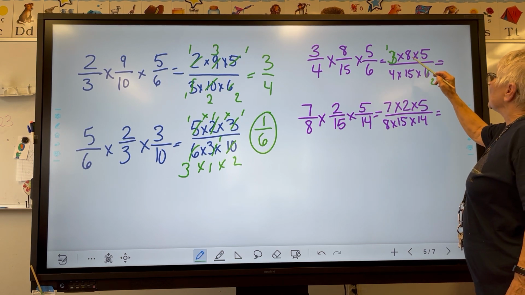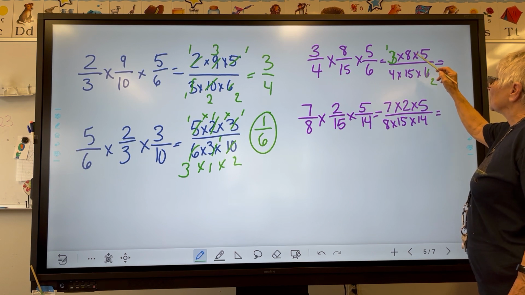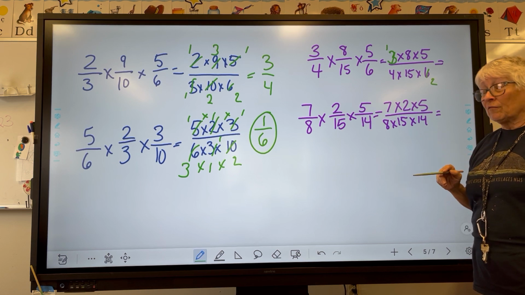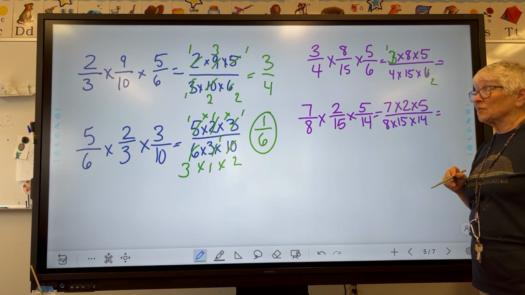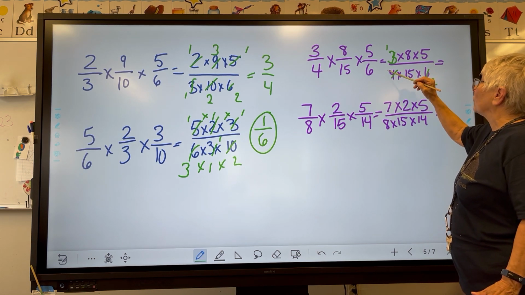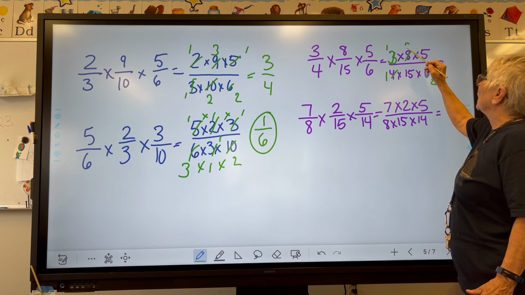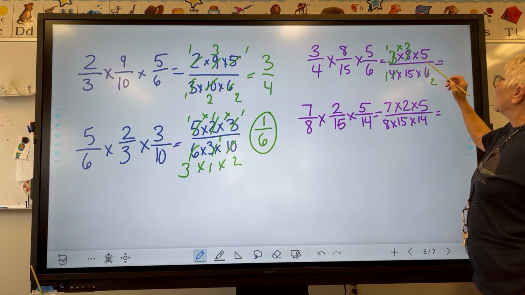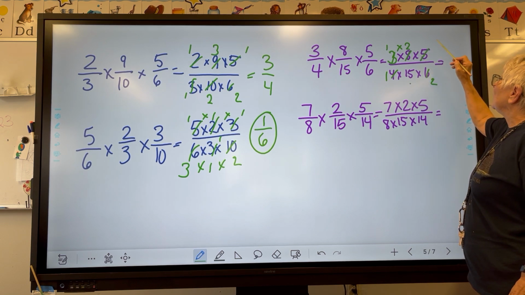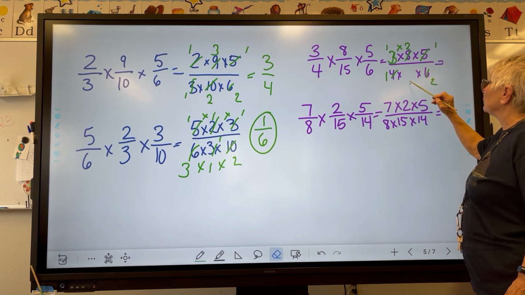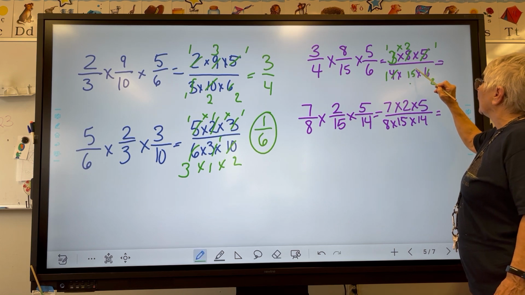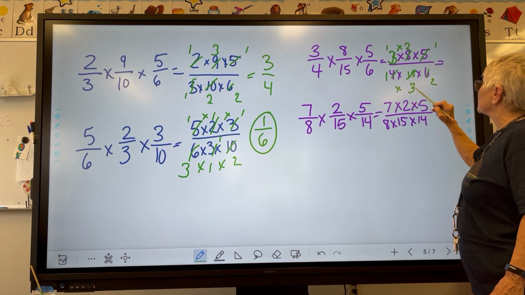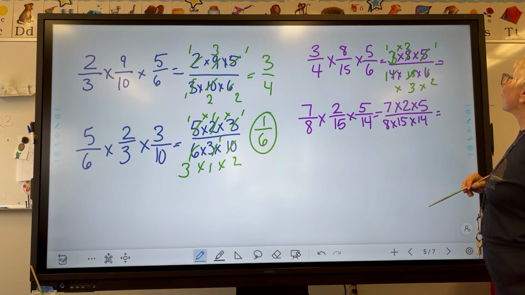Now, does 8 go into 4? Does 8 go into 15? 8 doesn't go into either of those, but 4 does go into 8. So we're going to use bottom to top. 4 goes into 4 once, and 8 twice. So we've got 1 times 2. And 5 goes into 15. 5 goes into 5 once, and 15 three times, so I have 1 times 3 times 2.